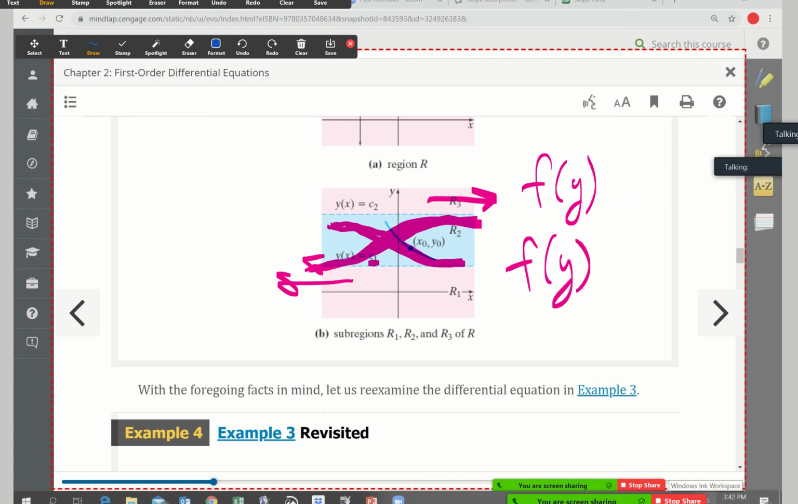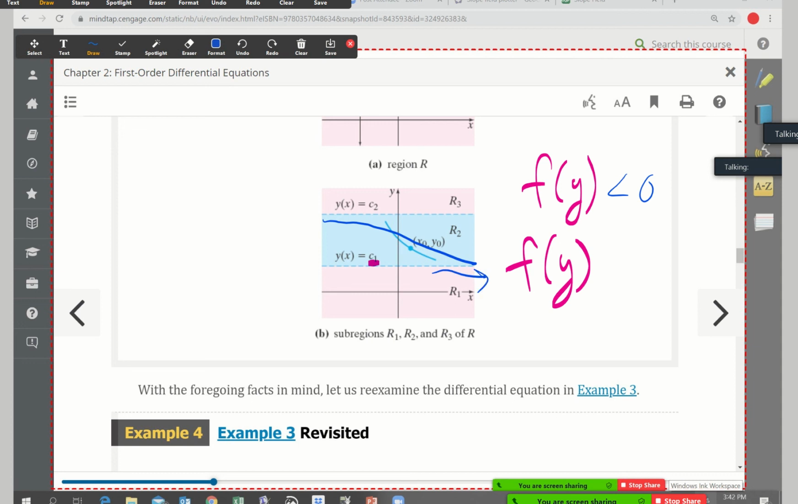Conversely, if f of y was less than 0, then it would go in the other direction. So this would be representative of a function that was monotonically decreasing. A decreasing solution curve would look something like this. In this case, it would approach C2 as x approaches negative infinity, and it would approach C1 as x approaches positive infinity.